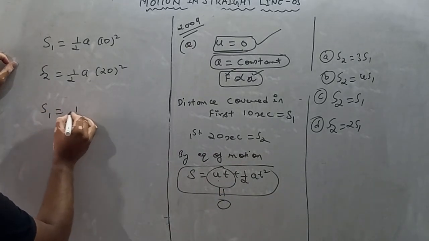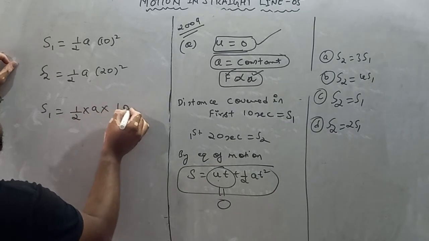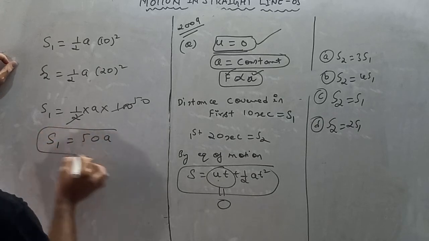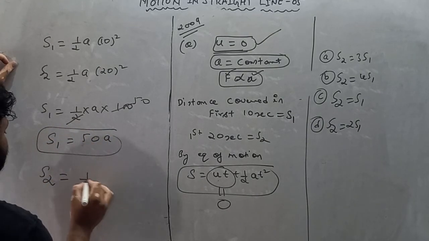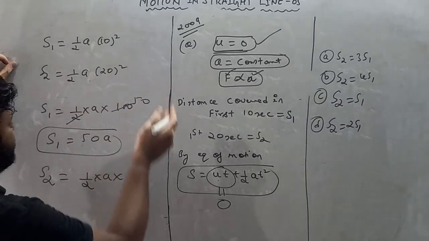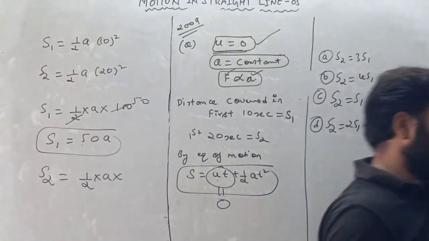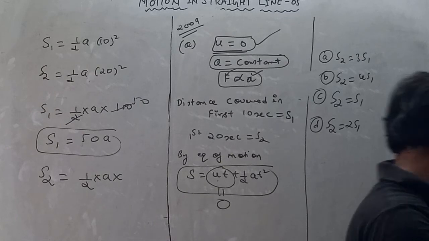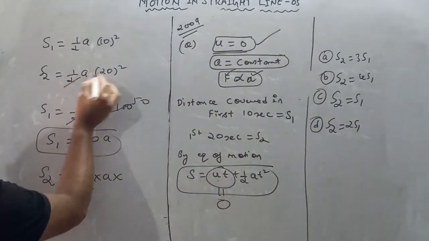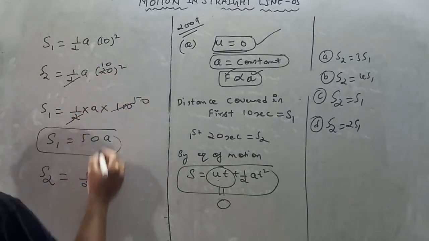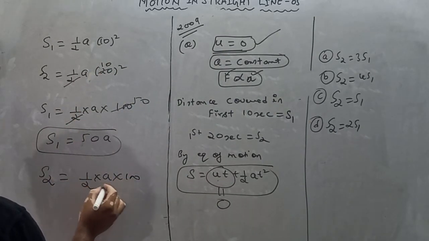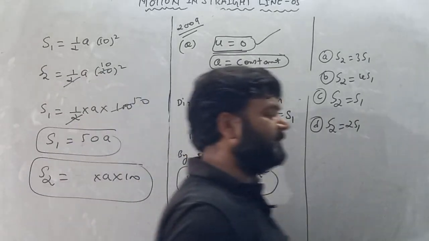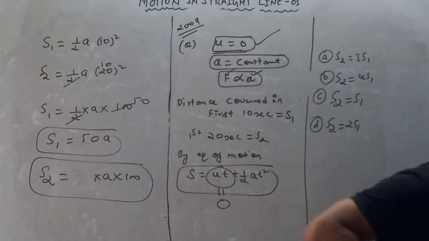So s1 is equal to half into a into 100, it is 50. So s1 is equal to 50a, and if I am writing about s2, it is half into a into 20 square. Try to find the square of 20. So if you cancel here, you will get 10. So 10 square it is 100. So you will get 100a. Now compare this.